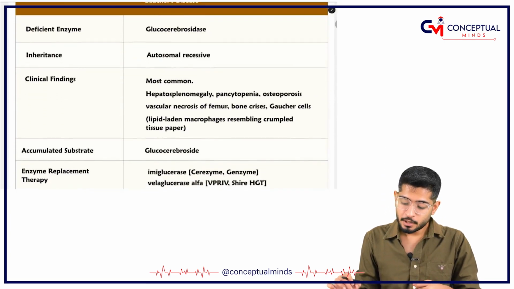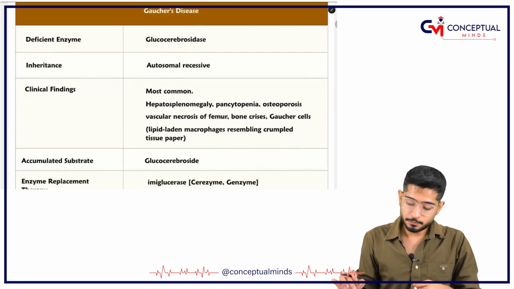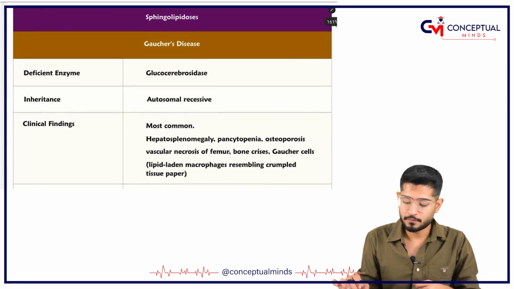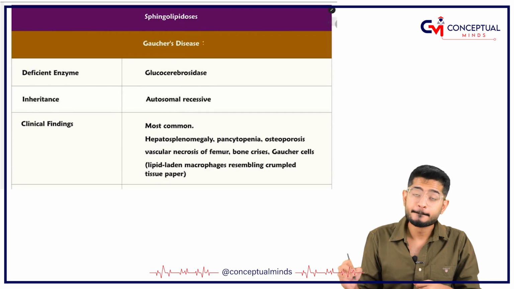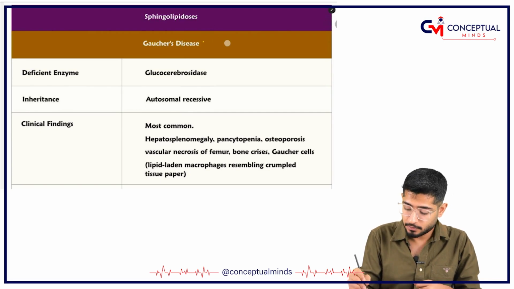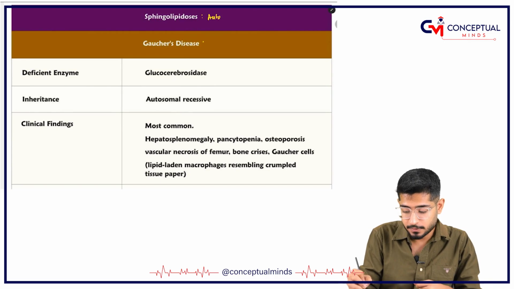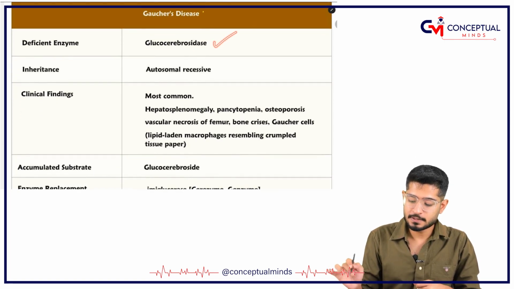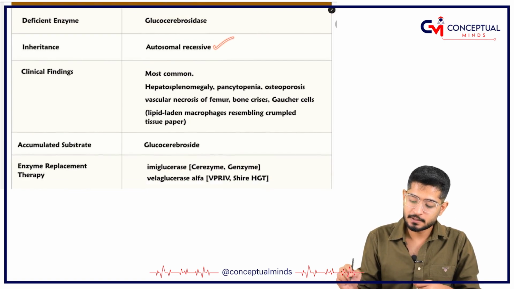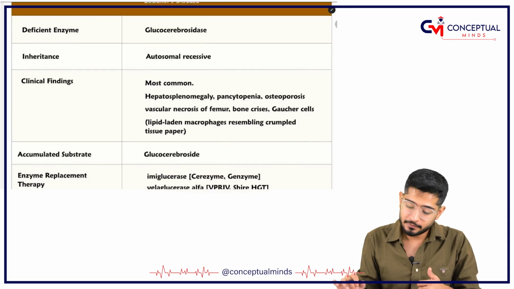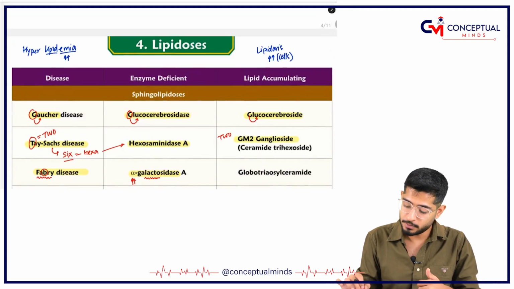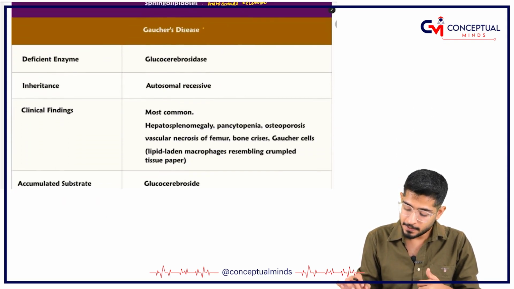If I discuss one by one again, understand Gaucher's disease. In fact, all the sphingolipidoses are autosomal recessive, except a few I'll discuss. Can you see the deficient enzyme is glucocerebrosidase, and the inheritance pattern is autosomal recessive. What are the clinical findings in glucocerebrosidase deficiency, where you will have the accumulation of glucocerebroside?